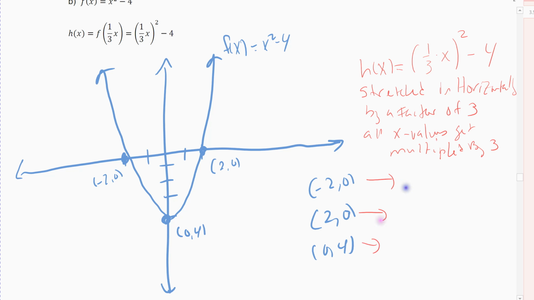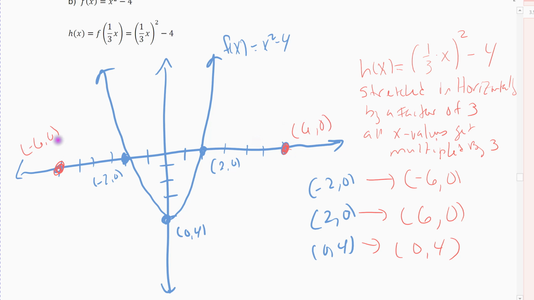So my new x values: -2 becomes -6, 0 stays 0, 2 becomes 6, and 0 again is still 0. In that case, it's still at 0, 4. And so it stretches it out. So now my new values, 1, 2, 3, 4, 5, 6, make sure I get enough. Let's do them in red. Switch to red. So those are my new values at 6, 0 and -6, 0. It still hits the same vertex there. That didn't move, but these got stretched out, right?